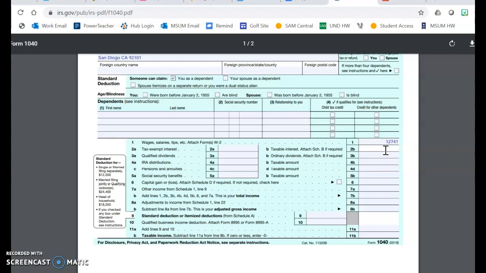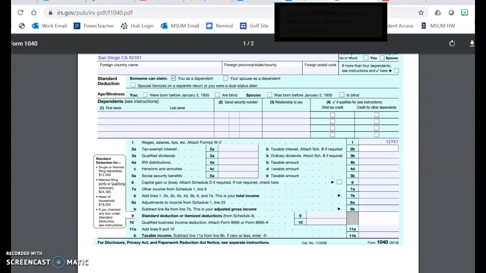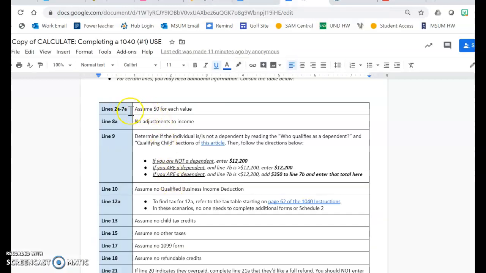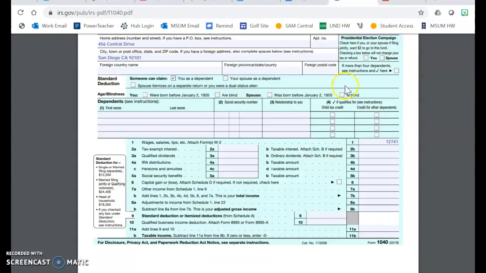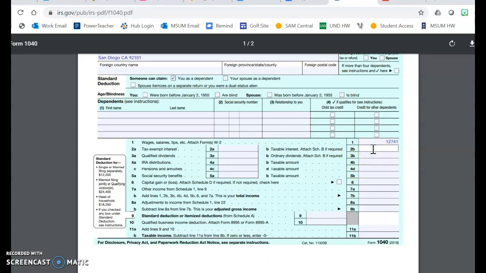All right. So two, if we look back at our sheet, it says for lines 2 through 7, assume 0 for each value. For most people, it would be 0 for each value. If you have a more complicated tax return, like if you have dividends, which are just investments, or if you have pensions or things like that that you have to take into account, it might be a little bit more complicated. But for most of us, 2 through 7 are just going to be 0. Zeros in there.